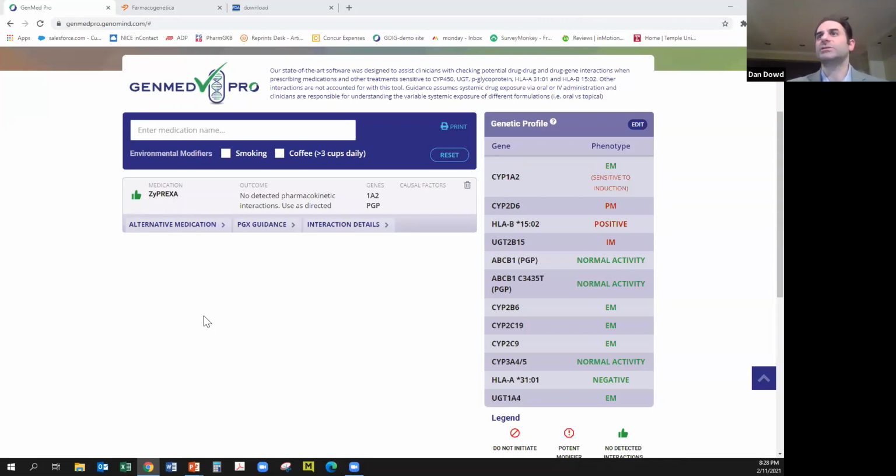Another question: do patients have access to GenMed Pro through their account? The answer to that is no. This is meant to be a clinician tool. The last thing we want is a patient looking at this tool and saying, oh, I'm a poor metabolizer, I need to cut my Abilify in half. That's not what we want to do. There are many things that impact whether or not we should change a dose or discontinue a medication, and that should really be the decision of the healthcare provider.